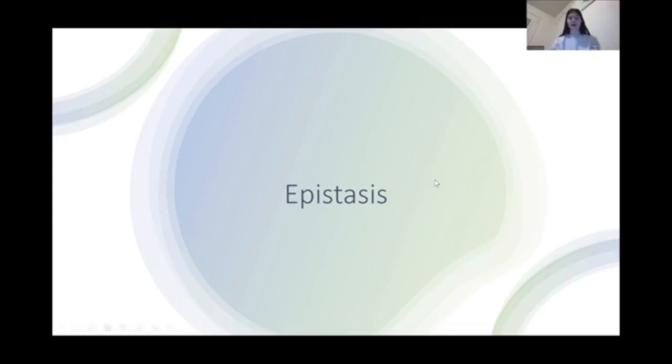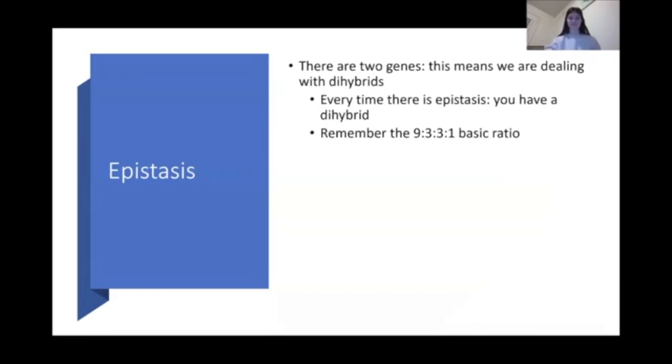So let's talk about what epistasis is to begin with. Something that a lot of people mess up with epistasis is that there are two genes here. This means that you're going to be dealing with a dihybrid. So every single time that we're talking about epistasis, it's a dihybrid. Every single time. I've seen so many students that I tell them it's an epistatic problem, and they start drawing a monohybrid cross and they aren't able to figure it out. That's because this is a dihybrid.